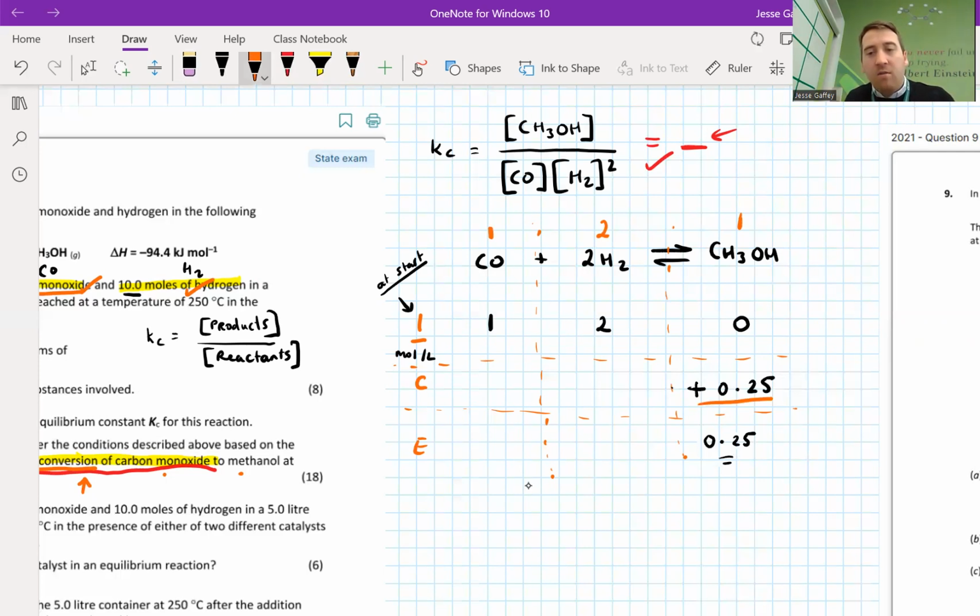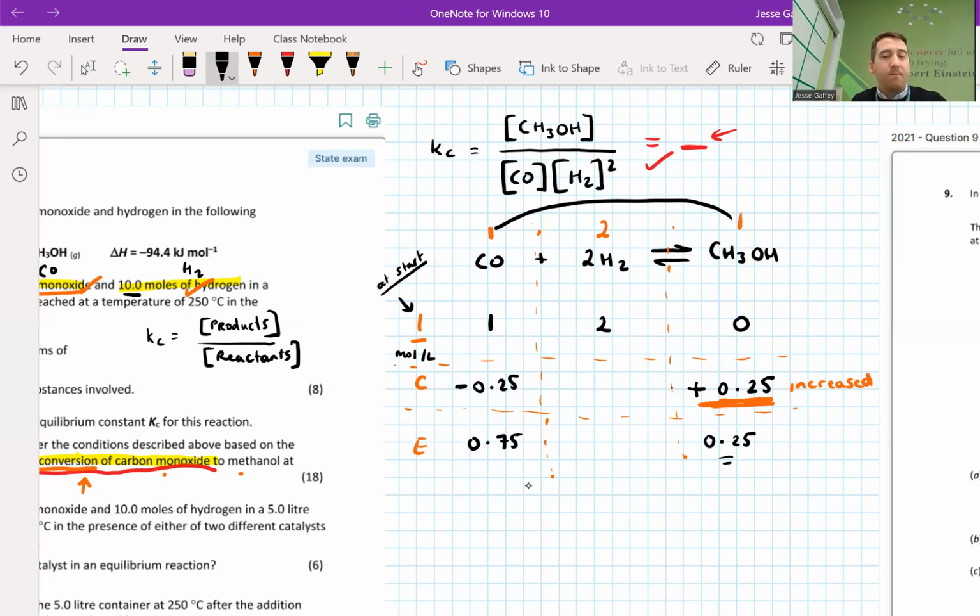First of all, if our product is increasing by 0.25 moles per liter, that means our reactants are going to decrease. There's going to be less of them. Products increase, reactants decrease as the reaction goes on. Because this is a 1-to-1 ratio, if this one went up by 0.25 moles per liter, then this one will go down, so minus 0.25 moles per liter. And there we can see that this is going to end up at 0.75 moles per liter.